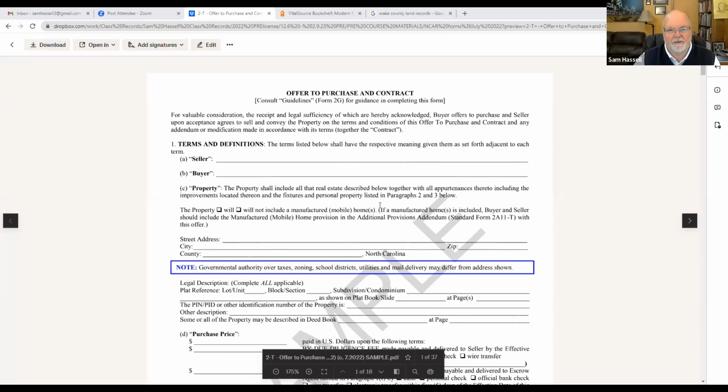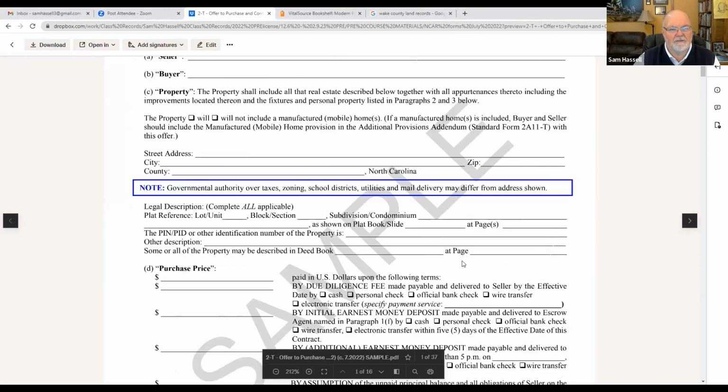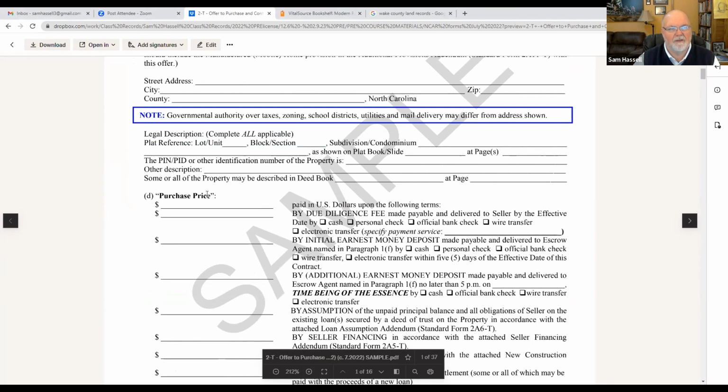And this is in our offer to purchase. Okay. This is in our offer to purchase. If you look down here, now this is 16 pages long, but right here, we want the street address and the city and the zip and the county, right? And then we want the legal descriptions, complete all that's applicable. Plat reference, so we want a lot or a unit number for selling a condo, block or section number right here. What's the name of that subdivision or the condominium, all right?